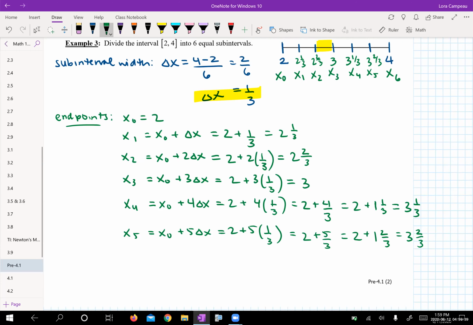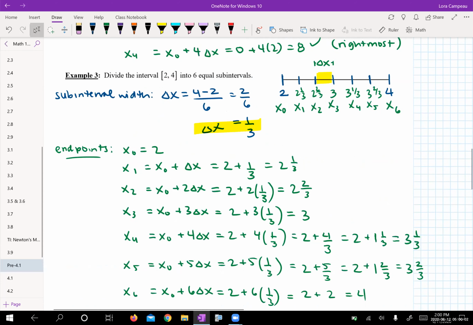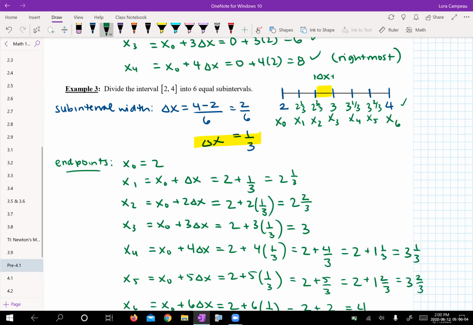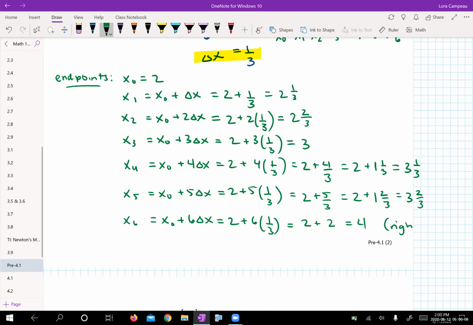And verify one more time our x sub 6. Start off with your leftmost endpoint, add 6 delta x's on. That's 2 plus 6 times 1/3 gives us 2 plus 6/3. And 2 plus 6/3, 6/3 is actually 2. So that should give us 4. And yes, we have just verified that those are the names of the endpoints. And by the way, that is your rightmost endpoint.